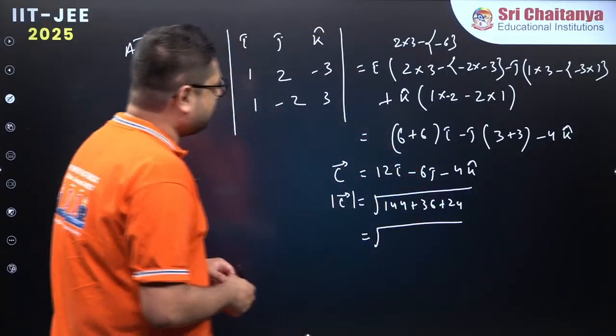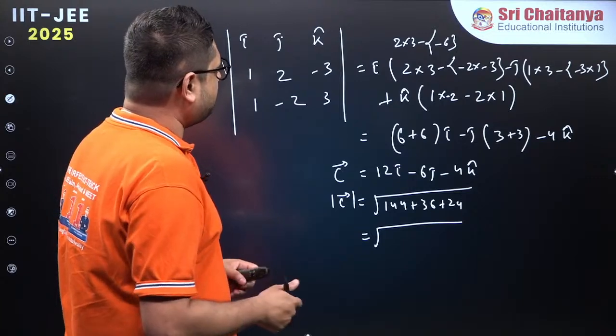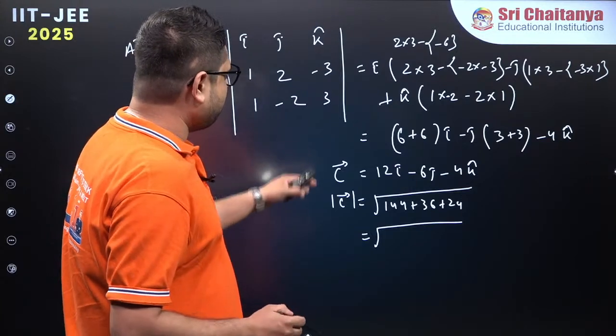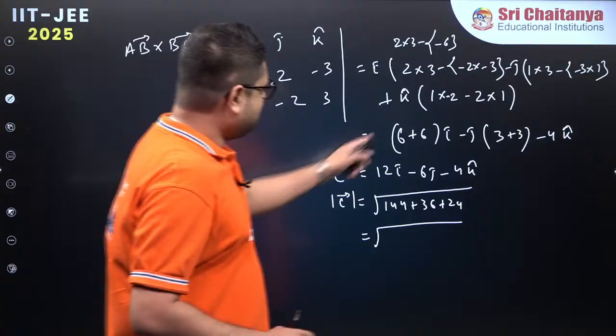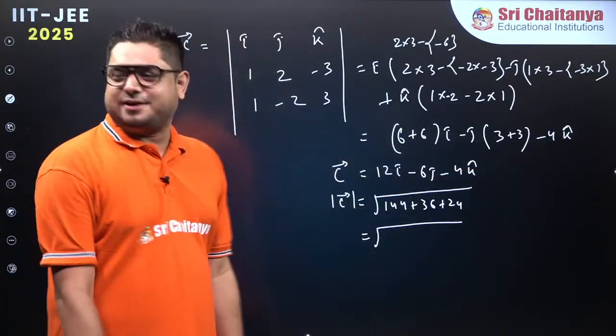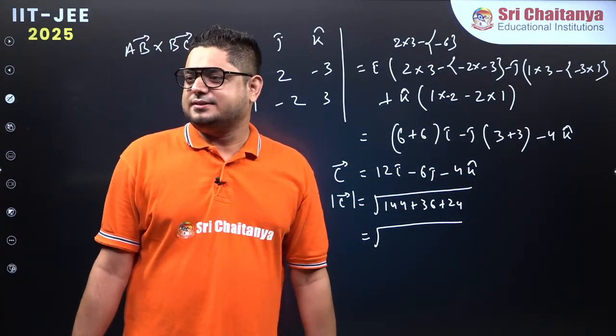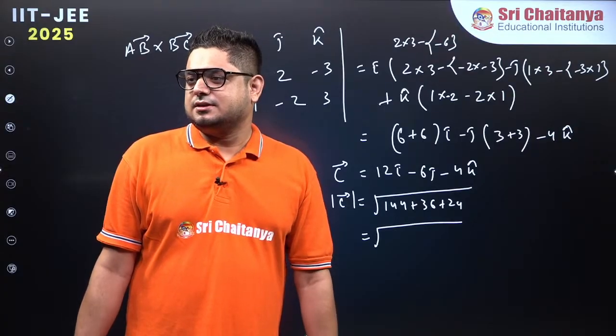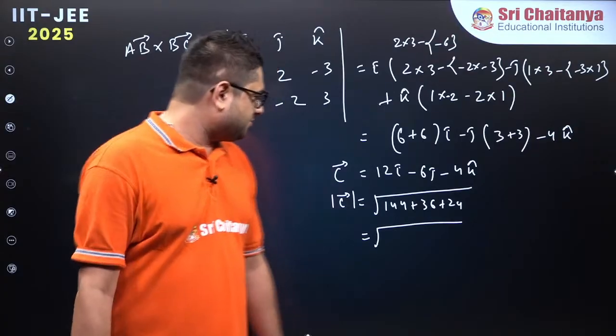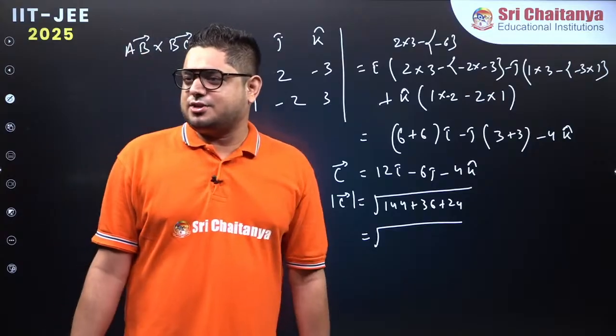4 square is 16. Where is 4 square, I am saying? Are you able to see any 4 square over here? This minus 2 is minus 4 itself, right? Give me the vector form. 12 i cap minus 6 j cap minus 4 k cap. Yes, exactly. Then what's wrong over here?